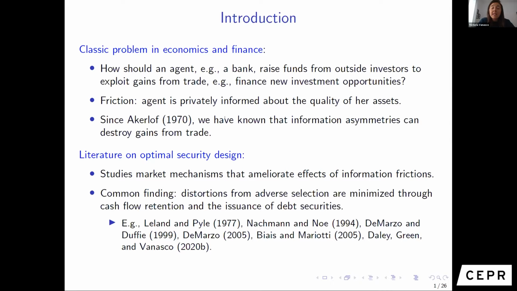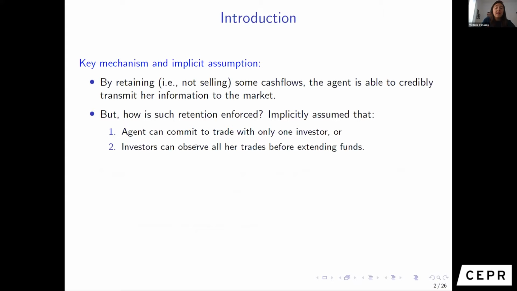A common finding in this literature is that when the seller has private information and needs to raise funds from uninformed investors, what this agent or seller could do is to retain some of the assets or part of the asset cash flow. In particular, the best thing is to issue something that looks like a debt security backed by the asset cash flows and retain the remaining cash flows. Okay. Why is this a common result?